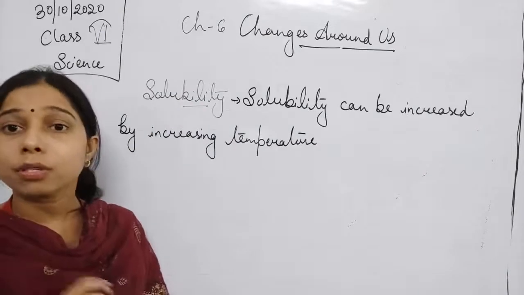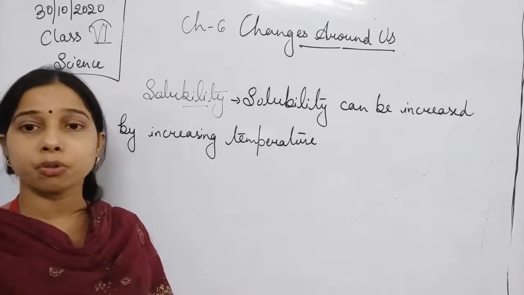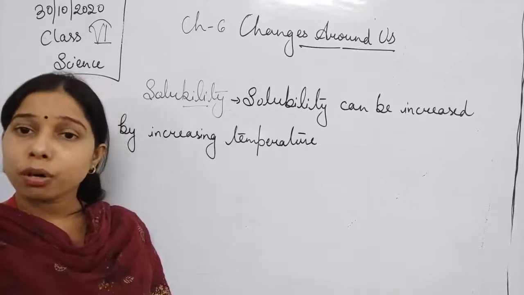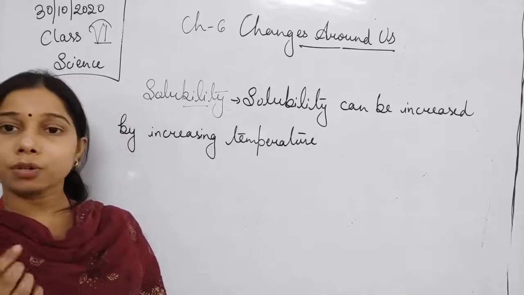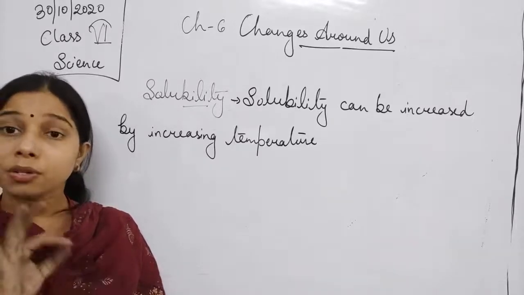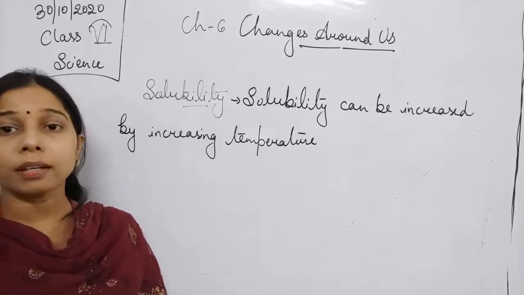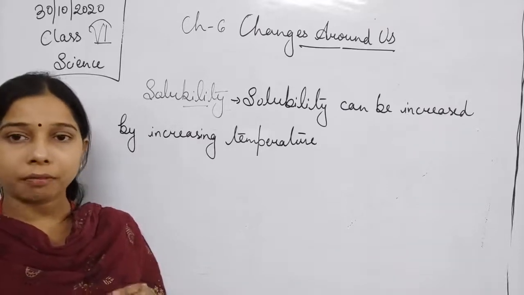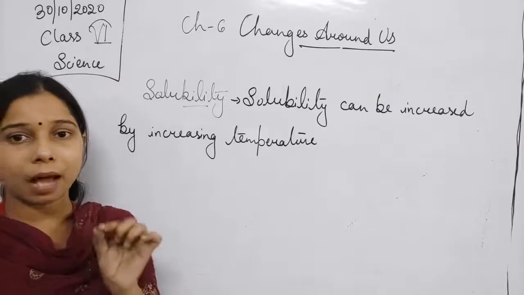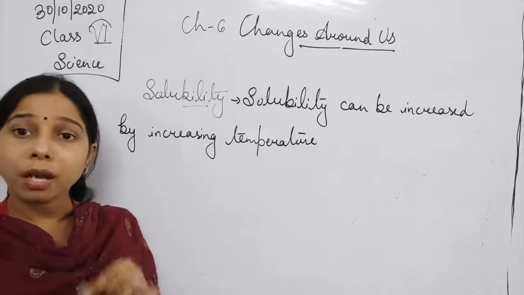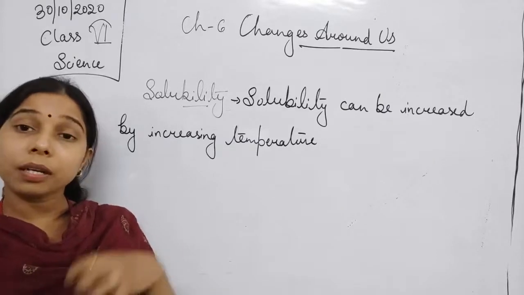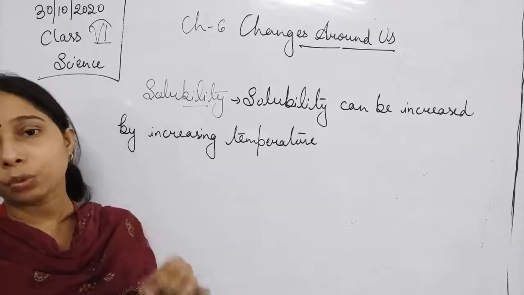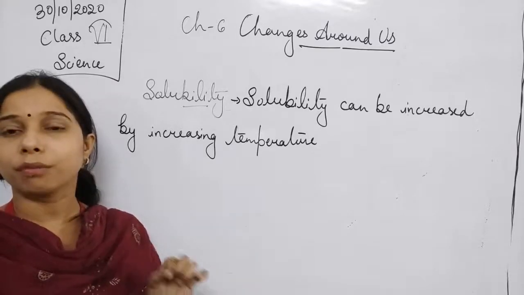Actually, what happened? You see, student, first of all your question should be: when you dissolve the sugar in it, where does the sugar go? So we will say that sugar gets dissolved, or properly mixed, in the water. Actually, the solvent has small gaps in it, so the sugar particles will get into the spaces of the water.